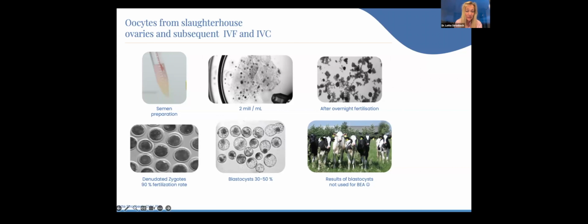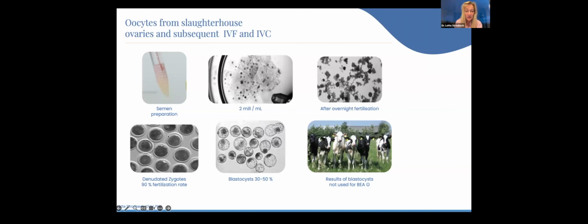is almost a 2-cell. This is fertilized. You see a clear perivitelline space. Also here you see a polar body, and here you see a non-fertilized oocyte. But to get a true picture and count, you need to do a stain and count the pronuclei. Then we get 30 to 50% blastocyst rates after 7 to 8 days culture. And of the blastocysts, if they aren't used for the BIA, 50% will become pregnant if you transfer them.